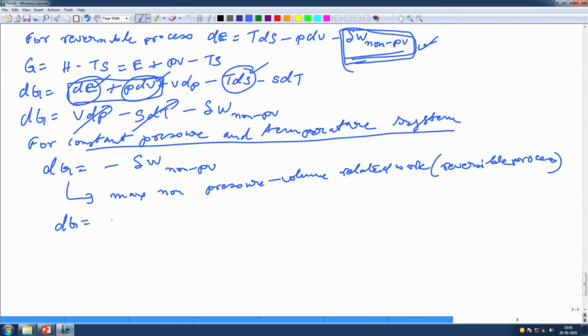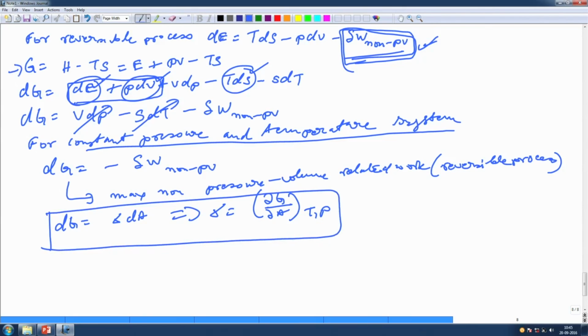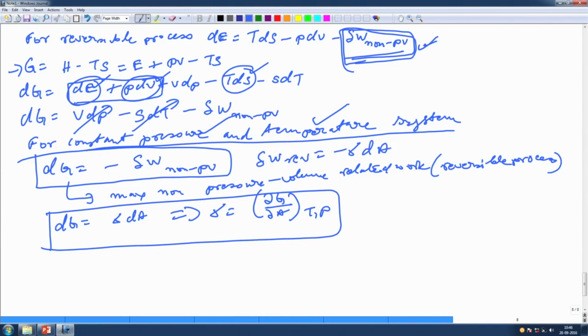So, this dG is nothing but sigma dA, because you remember that was minus sigma dA. This gives us that sigma is nothing but dG by dA at constant T, constant P. So, it is the change in Gibbs free energy with respect to the area at constant temperature and constant pressure. This is the second definition of work. What we have done is gone from the basic Gibbs free energy equation, substituted a few terms, and shown that the change in Gibbs free energy for a constant temperature and constant pressure system is given by the non-PV work, which is minus sigma dA. So, this is the alternative definition of the work.